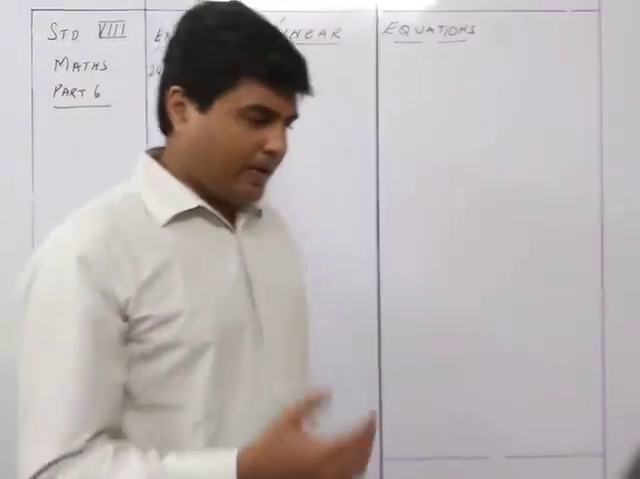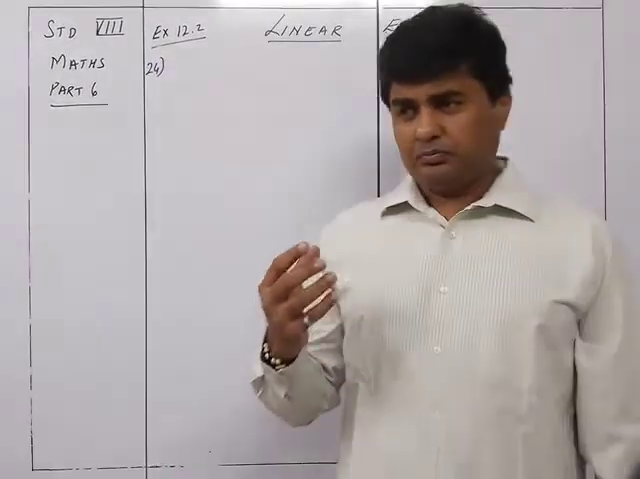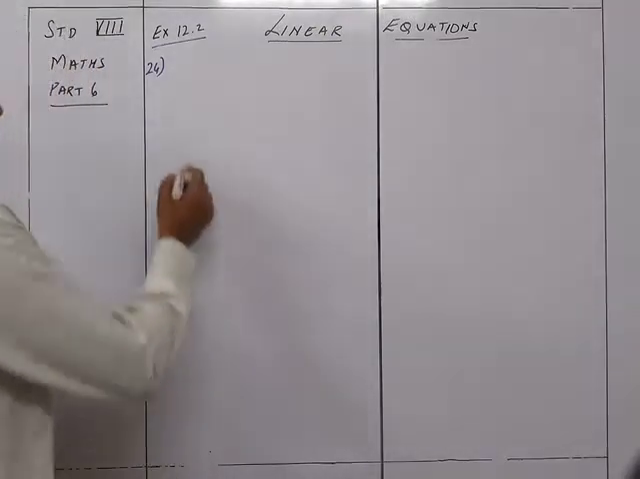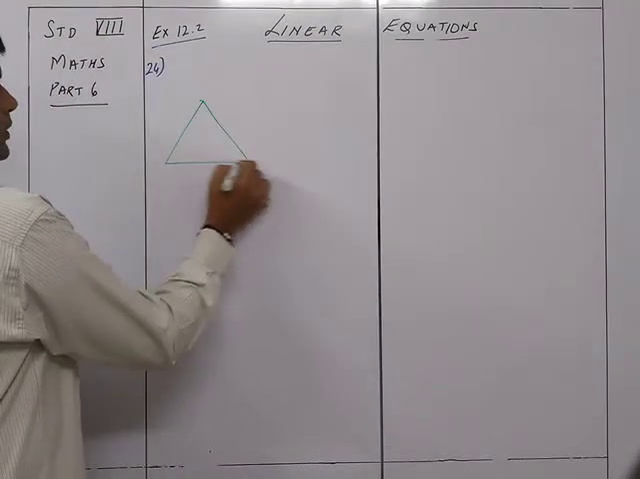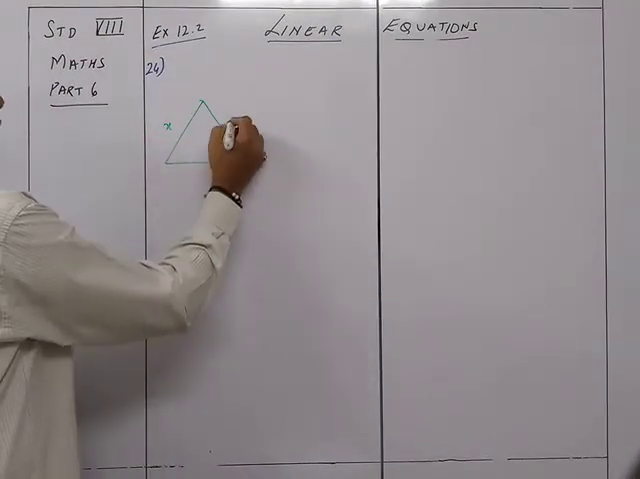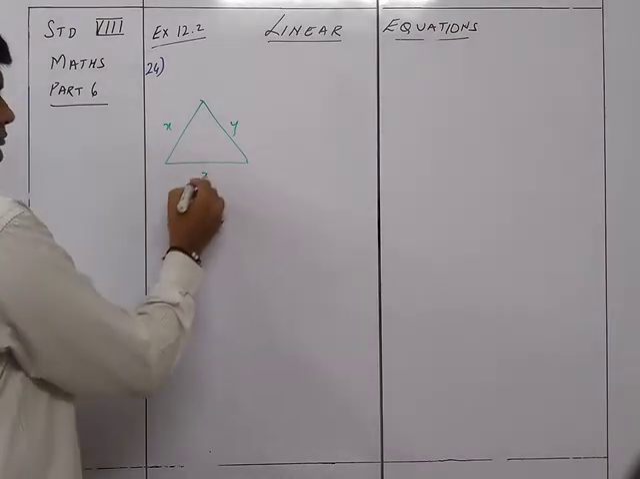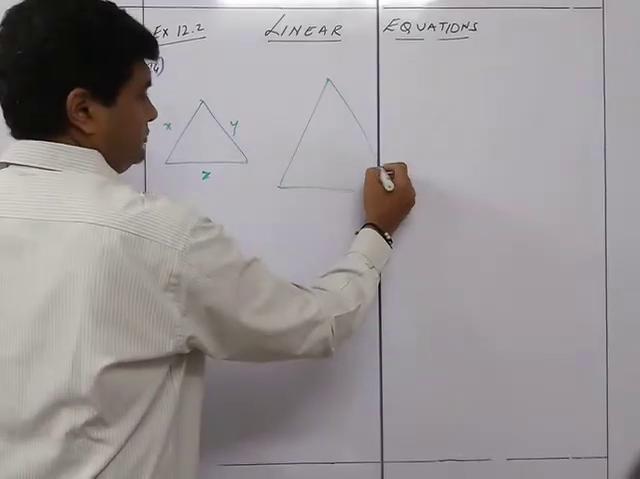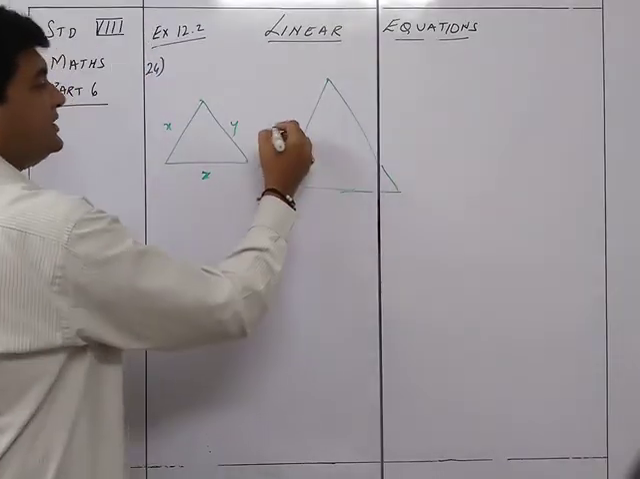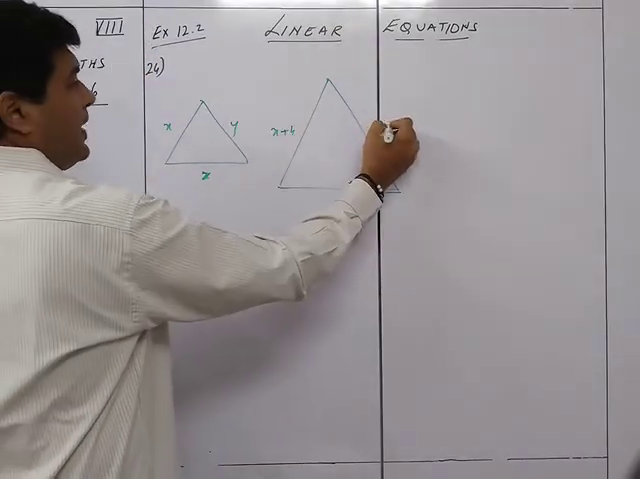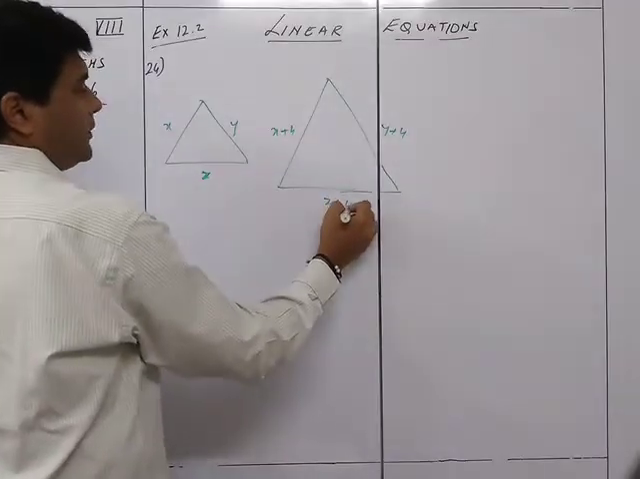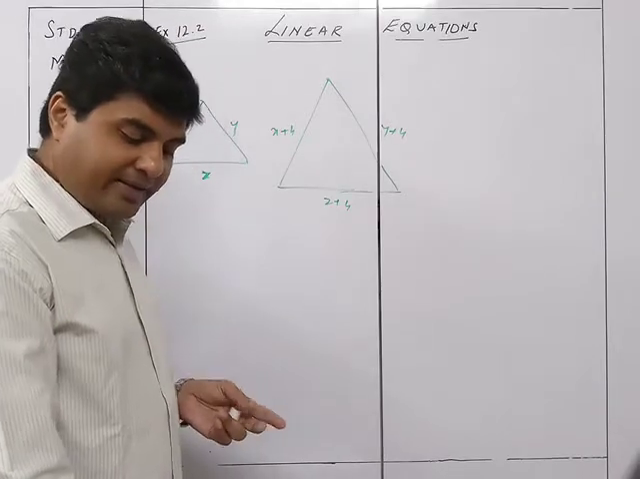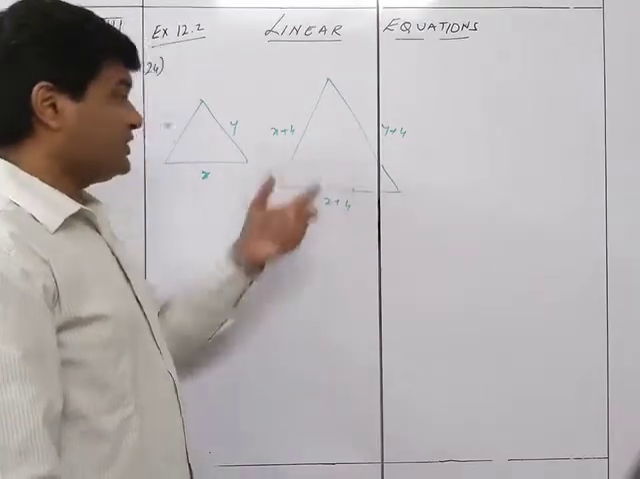Okay, so what you are having over here is a triangle. Suppose you have got a triangle over here which had the sides as x, y and z, and then you have got another triangle which was made bigger, as you increase this by x plus 4, this by y plus 4 and this by z plus 4. Okay, this is what they have done. They say that you are increasing the sides of the triangle by 4 centimeters.